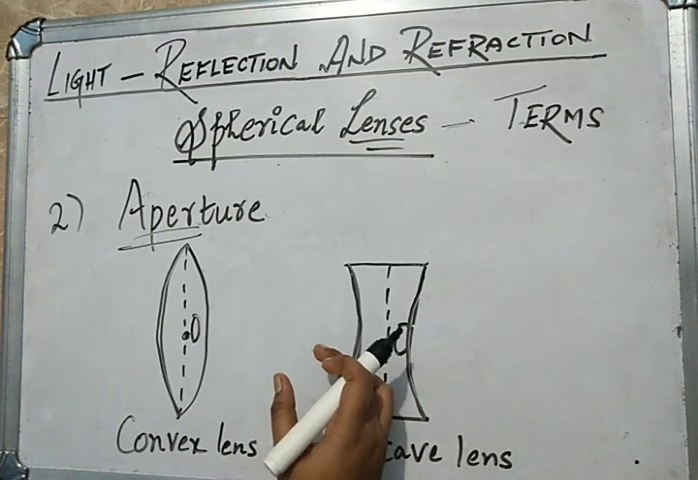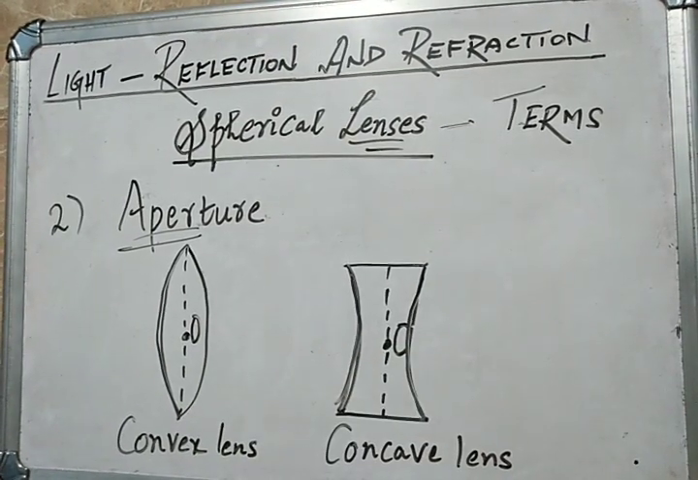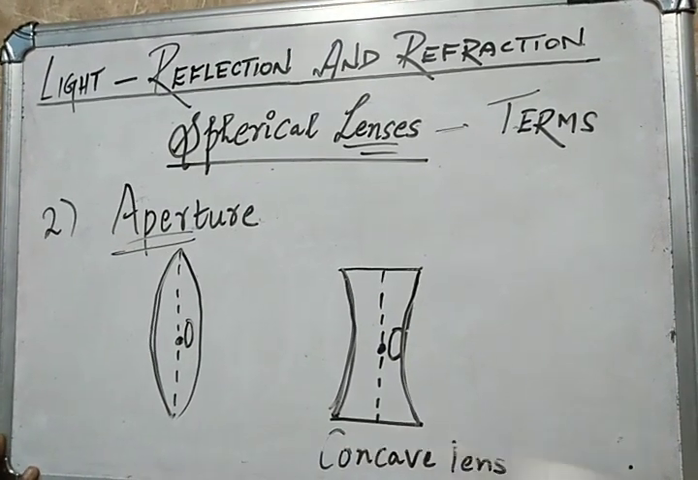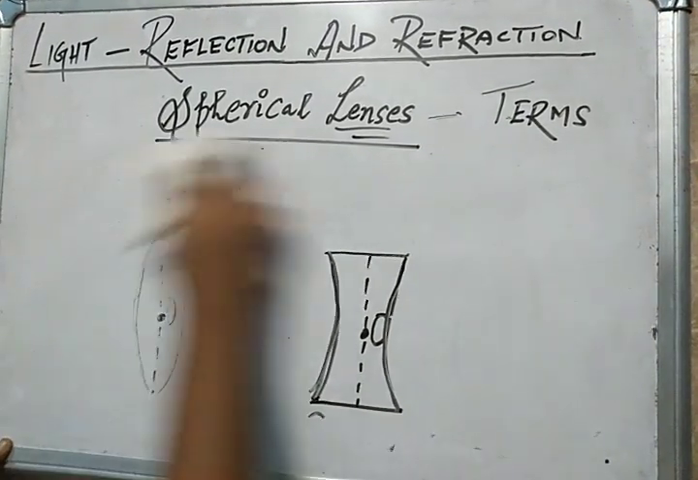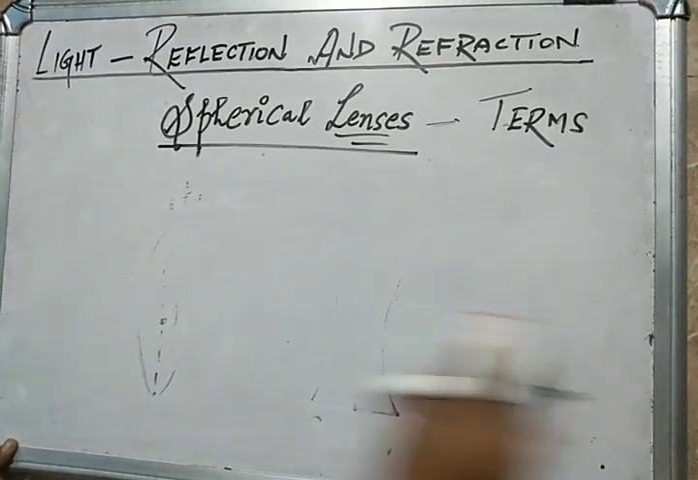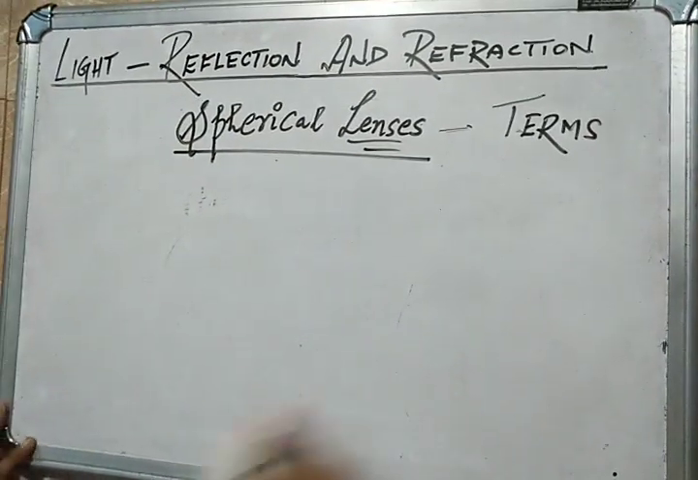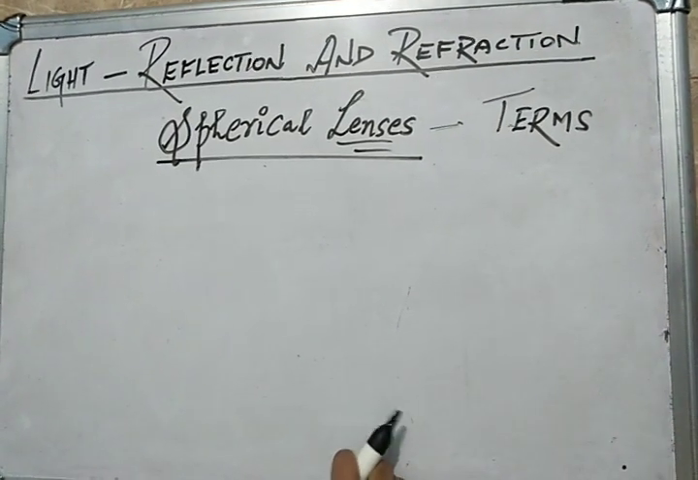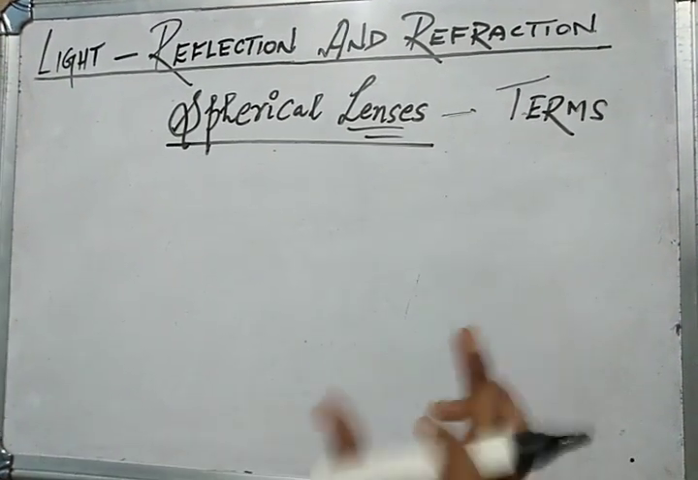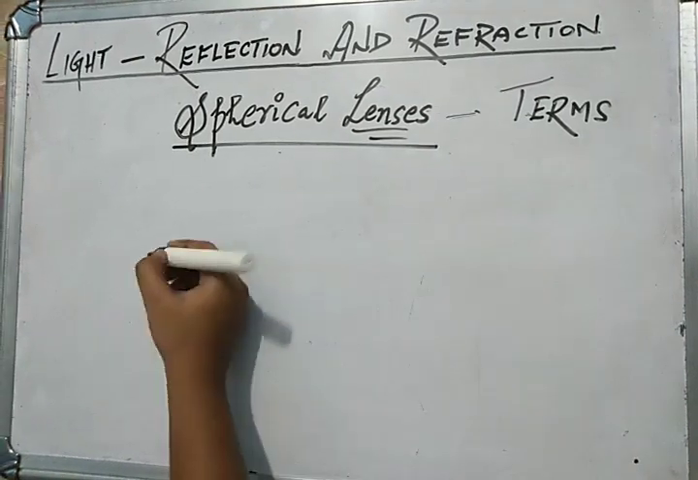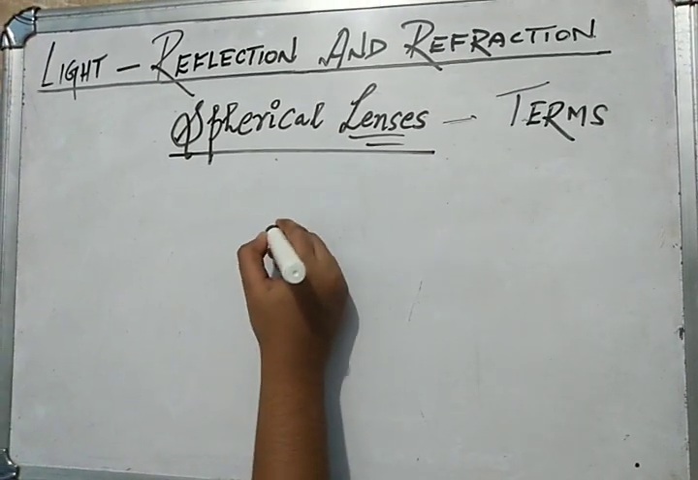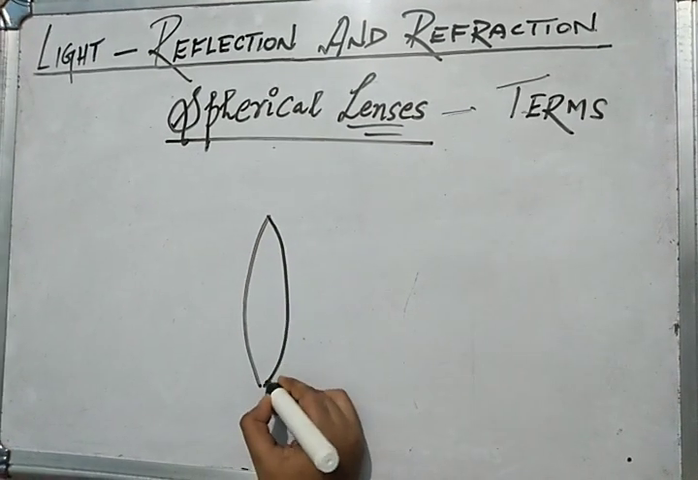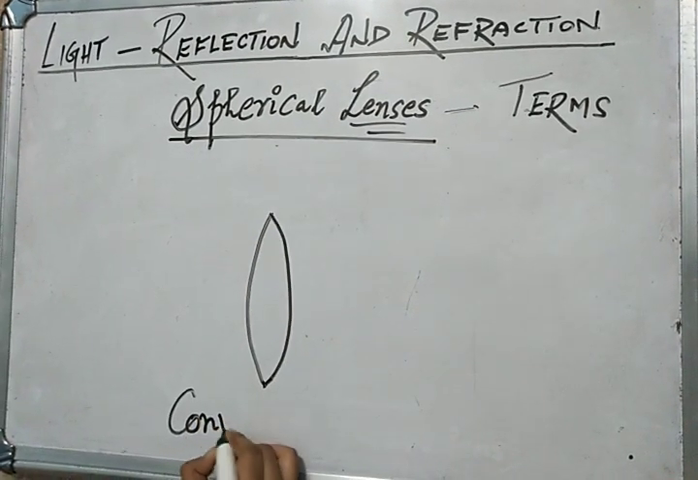Next, I'll go for the center of curvature. Let me show you how it is actually formed in the lenses. First of all, I take a convex lens. Let me go with the convex lens first, then I'll teach you with the concave lens. Alright, this is the convex lens.